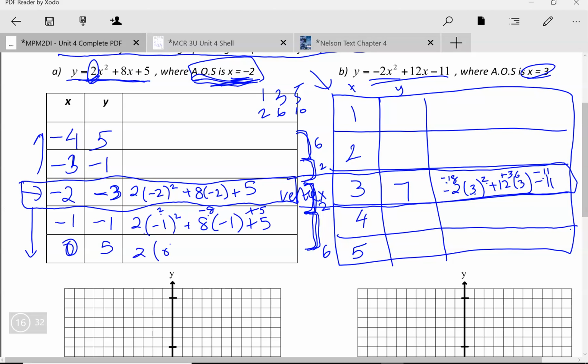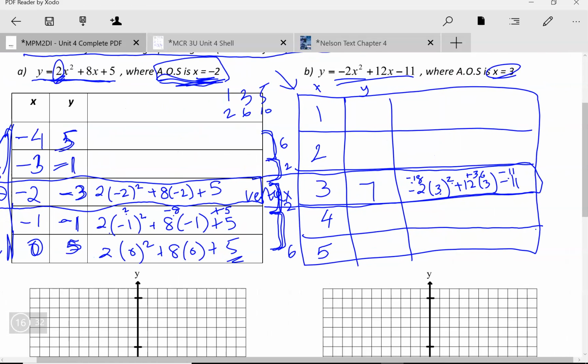Again, 2 times 0 squared plus 8 times 0 plus 5. This is just going to be equal to 5. And by symmetry, because I know this is the axis of symmetry, whatever values I get on these two will be the same as I get over here. This will also be -1 and 5, because I'm just going up by 1 or down by 1 on my x values, right? So I don't really have to calculate that.